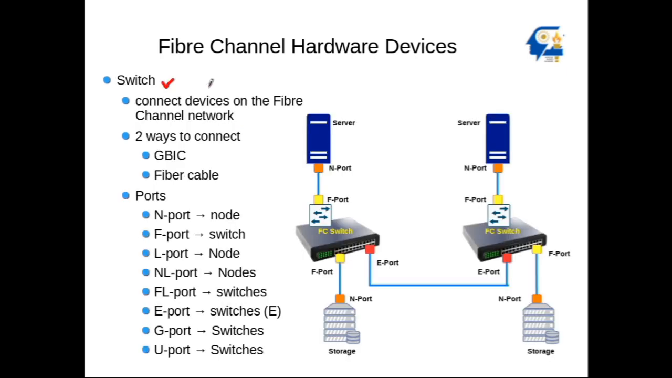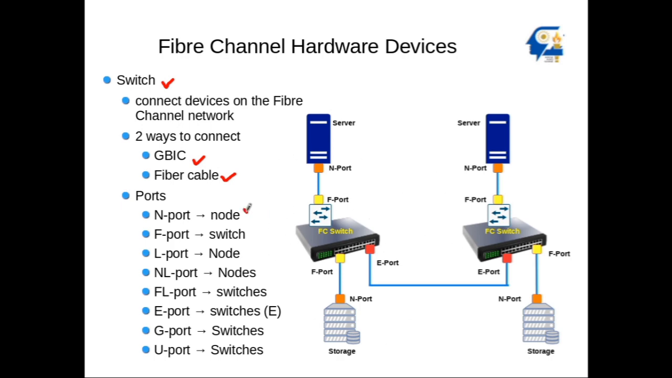Now, the next device is the switch. It helps to connect different devices of the network. So the server can be connected to the switch, and your storage can be connected to the switch, so that connectivity can be established from your server to the storage. There are two ways to connect to the switch. One is with the help of a GBIC, and the second one is the fiber cable. A fiber cable can straight away be plugged onto your switch. And different types of ports are also supported in fiber channel networking.